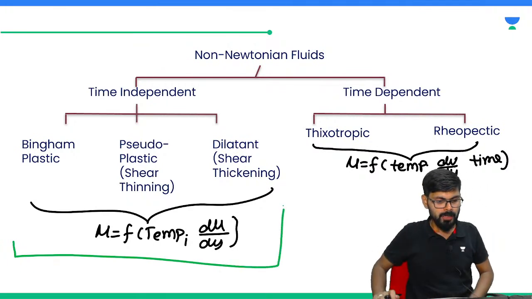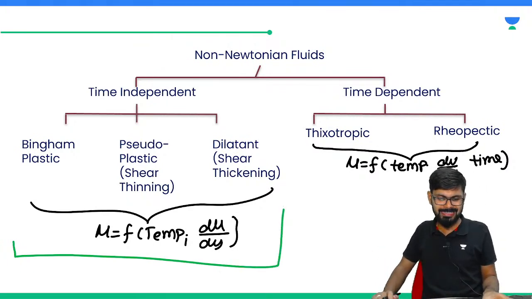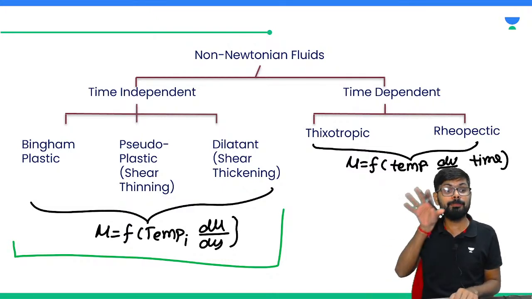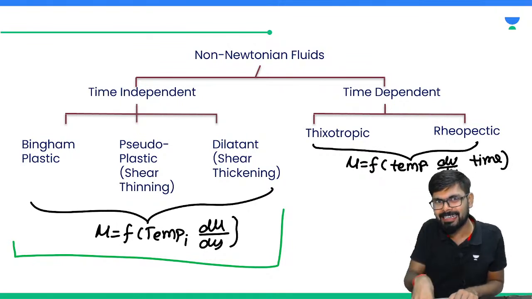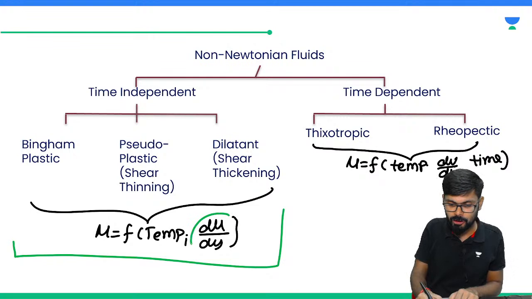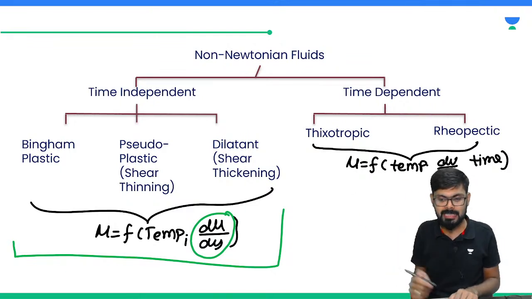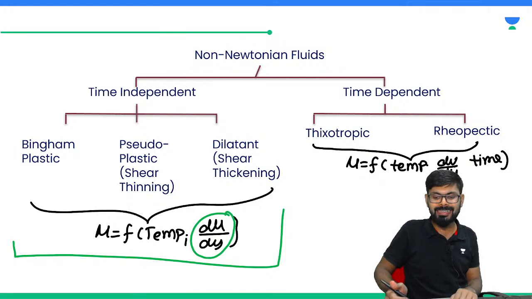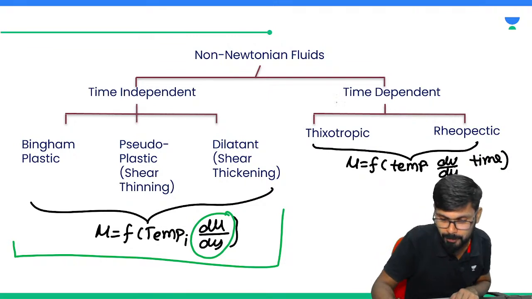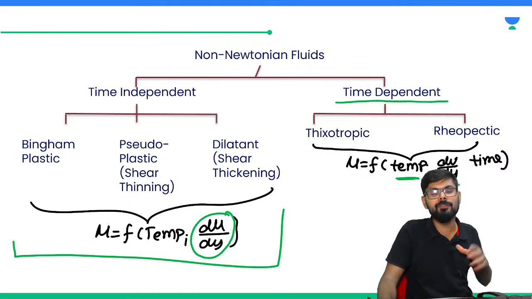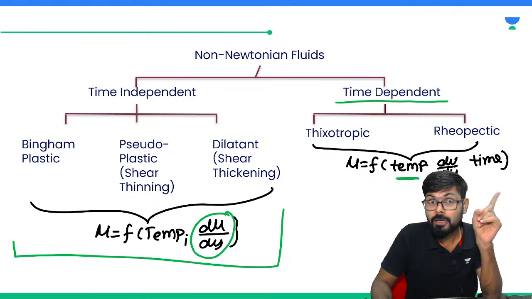This part is over. So now in this particular part you can see that it is a function of temperature and du by dy. But when I defined Bingham plastic, pseudoplastic, dilatant, then we defined on the basis of du by dy. Because in all these definitions, temperature is kept constant. Now I am going to talk about time dependent fluids, which depend upon time. So in this one, temperature and du by dy will be constant, not zero.